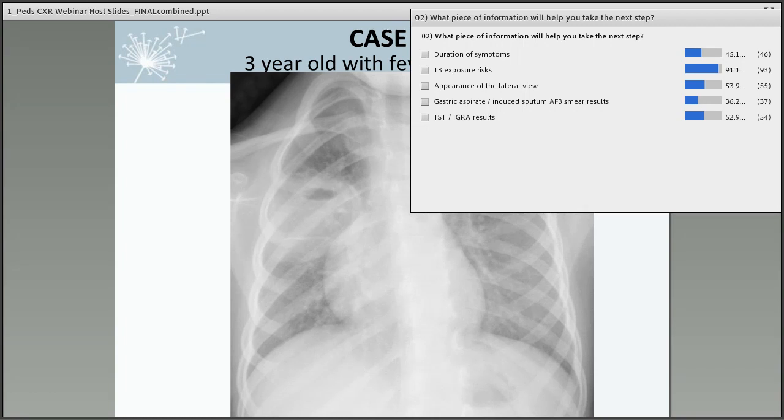No, there's no reason to think that she had anything like that before. In terms of TB risk factors, she was born in the U.S., but she certainly has traveled to Mexico, and the last time was about a year ago, but the family didn't know about any specific TB exposure.